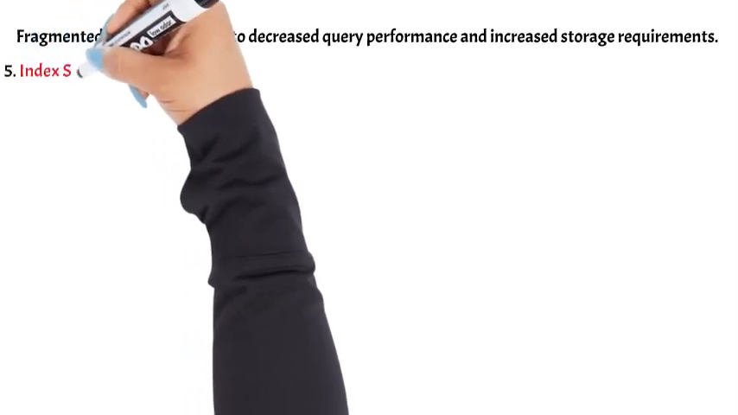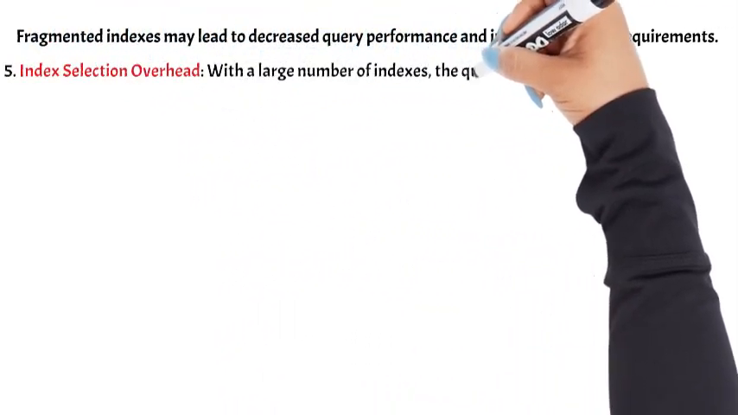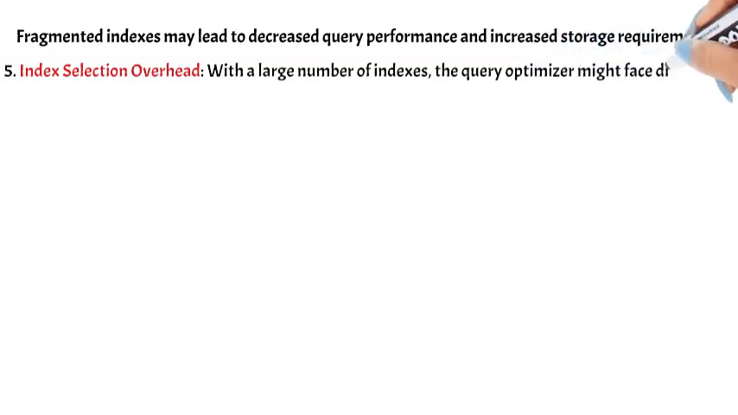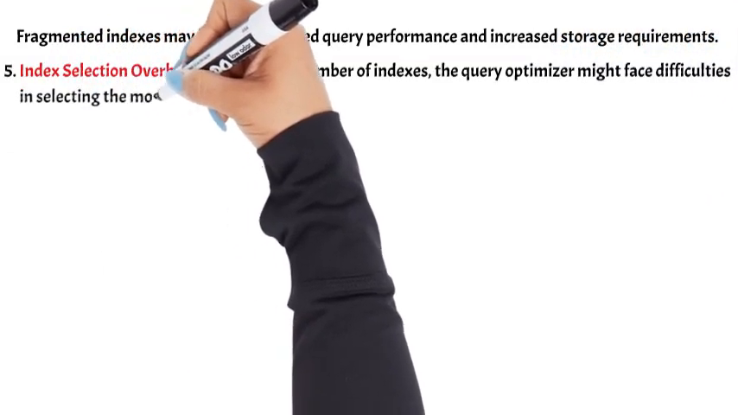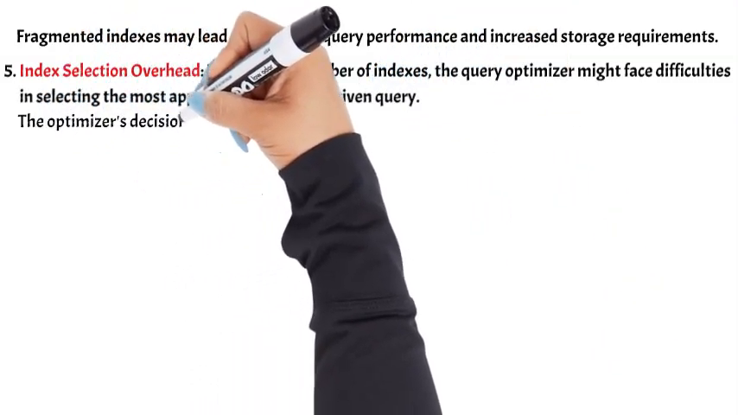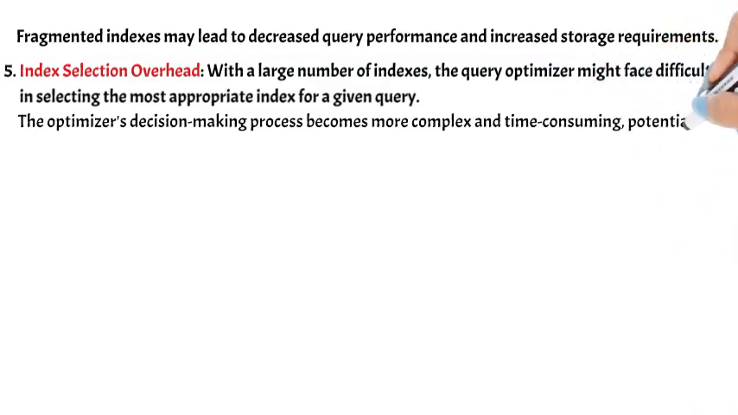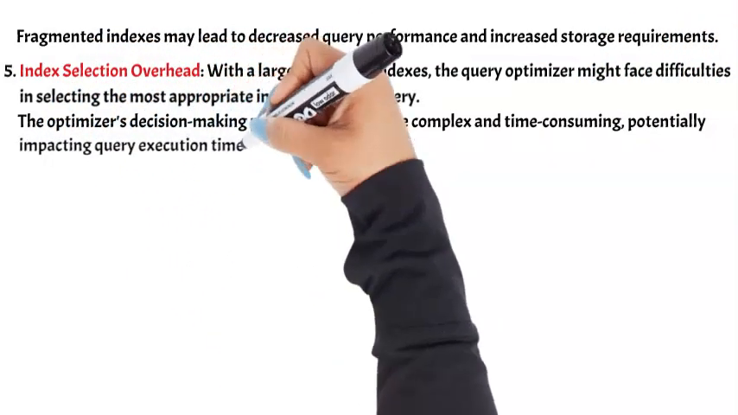5. Index selection overhead. With a large number of indexes, the query optimizer might face difficulties in selecting the most appropriate index for a given query. The optimizer's decision-making process becomes more complex and time-consuming, potentially impacting query execution time.